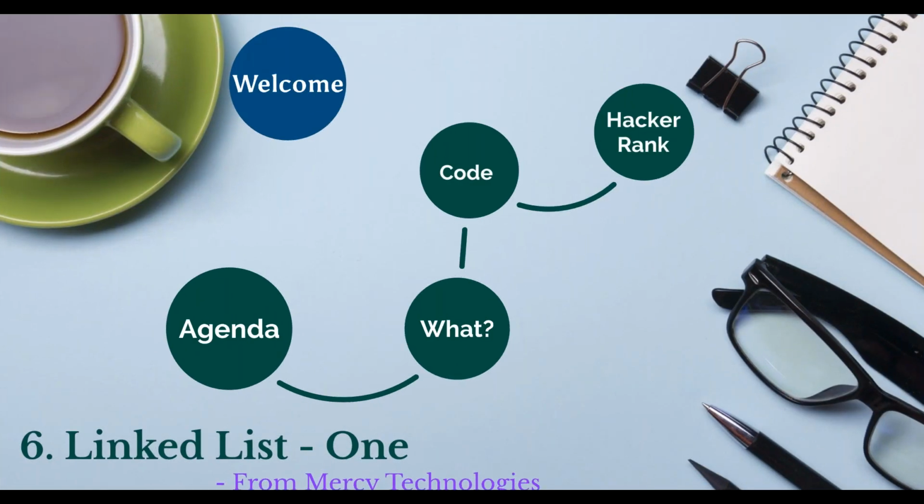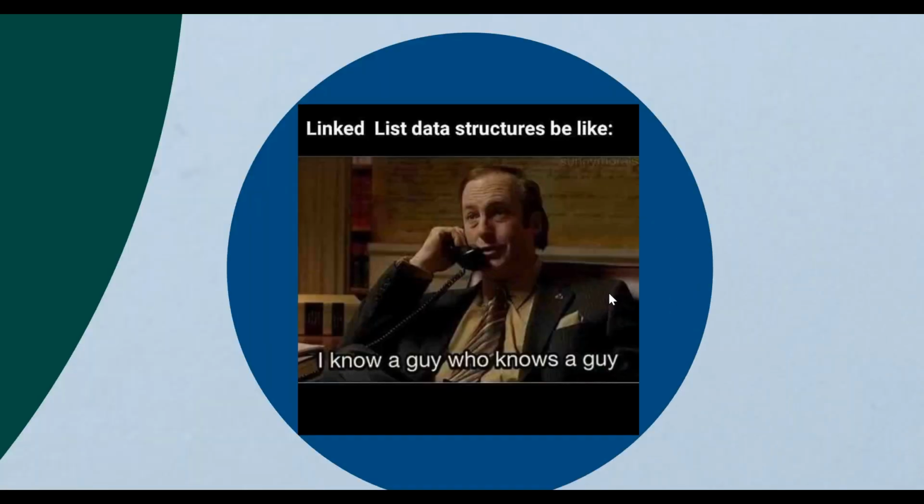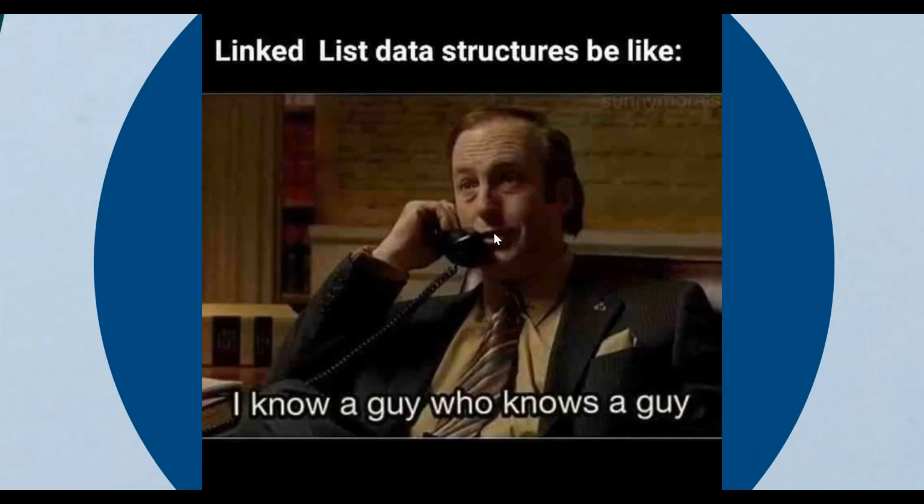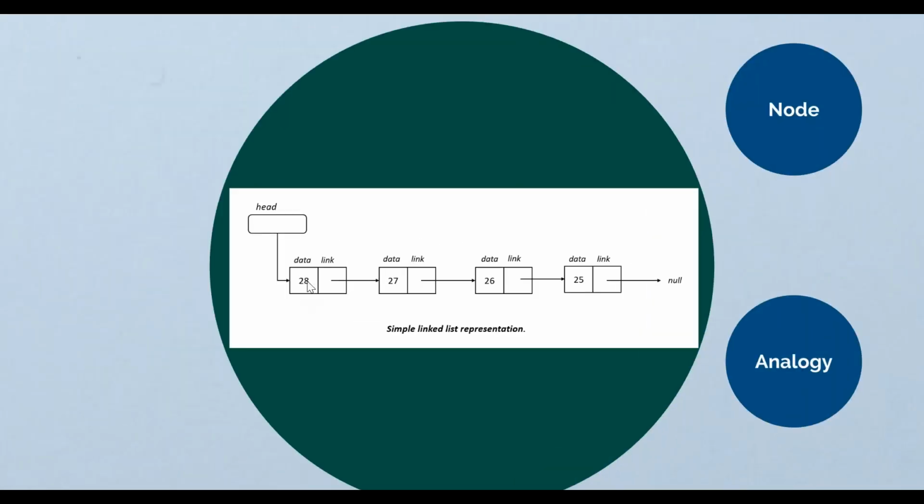So here I'm taking a small analogy, guys. What is the analogy? I just got this picture somewhere in Google. What it says is, linked list data structure be like, I know a guy who knows a guy, right? This is just for you guys to remember. What is the 28 node saying? I know a guy. So who is that guy? 27. So I know a guy named 27, and this 27 in turn knows one more guy. It's not that 28 knows 27 and 27 knows 28, because there is no pointer from 27 to 28.